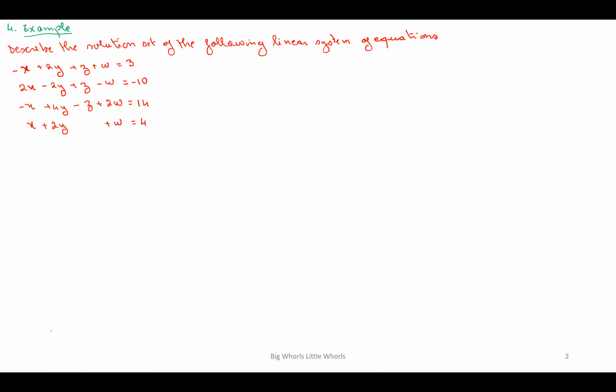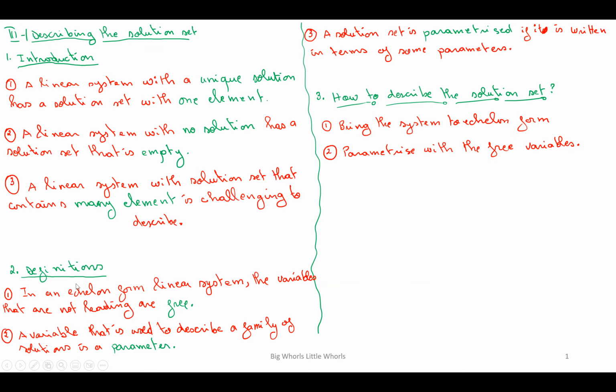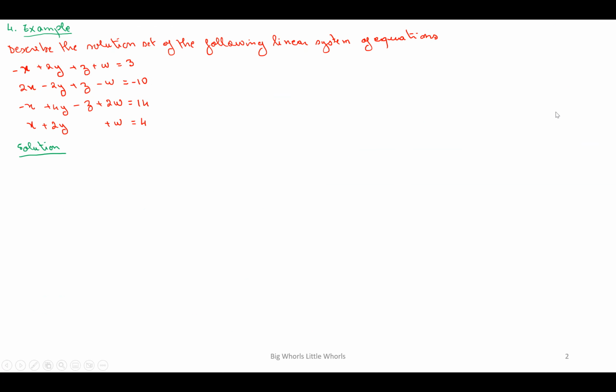So we are asked to describe the solution set. Let me write here the solution, or the computation. So I'm going to rewrite it here. So step number 1, if you recall from the previous video, the lecture, to be able to describe the solution set, step number 1 is to bring the system to its echelon form. And step number 2 is to parameterize it. So let's start with step number 1, to bring the system to echelon form.